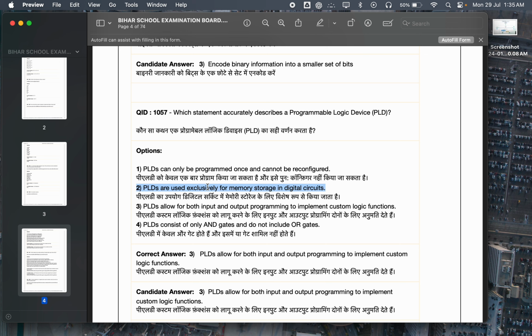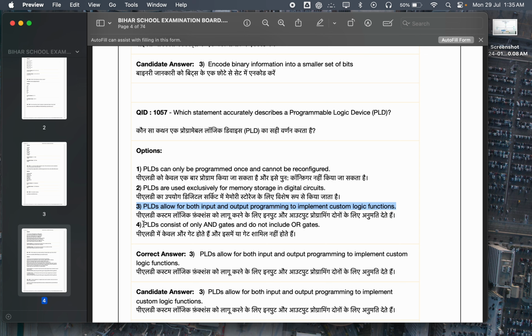Can we use a programmable logic device to store... are used exclusively for memory storage decisions? Exclusively means like it's just PLDs used just for memory storage in digital circuits. I don't think that's the case, because if it was used for just memory storage, then why the name programmable? So this might be an answer.